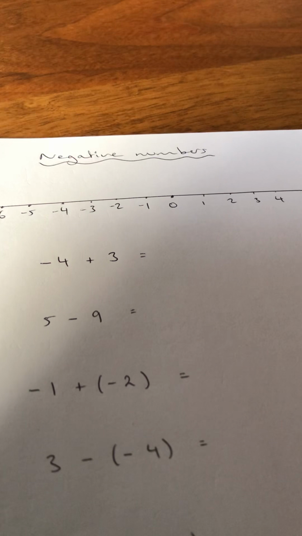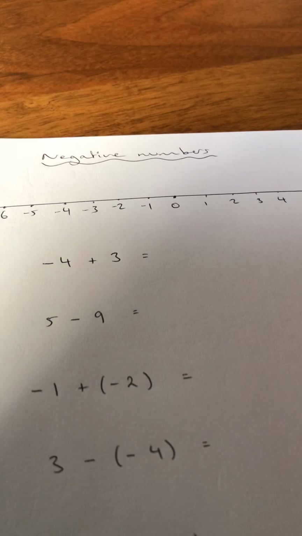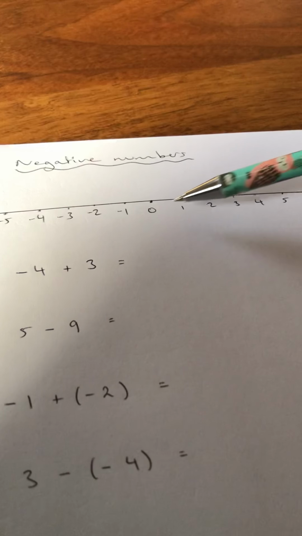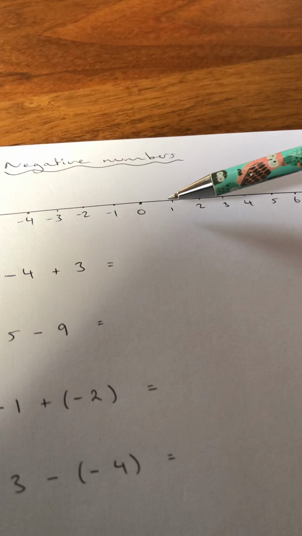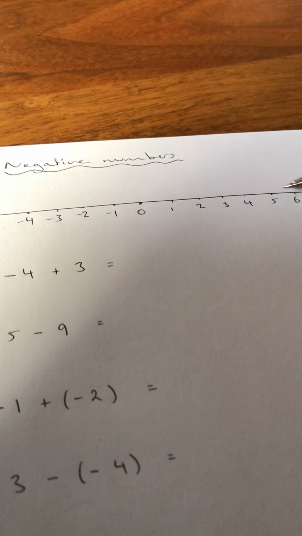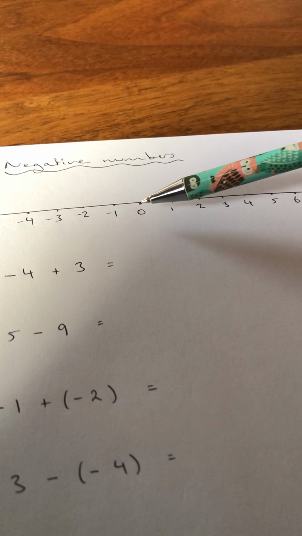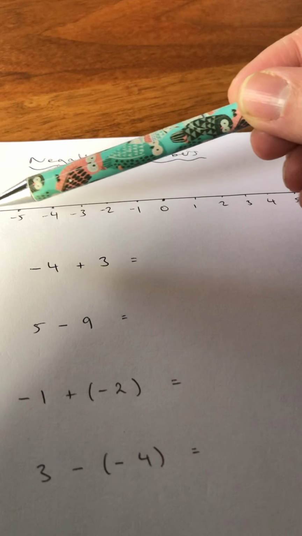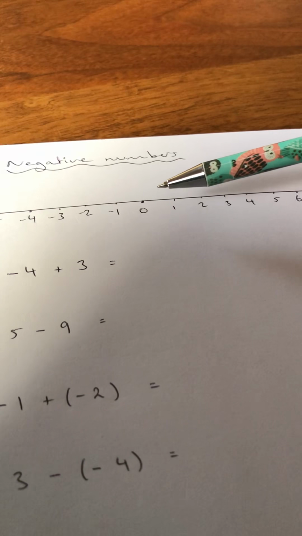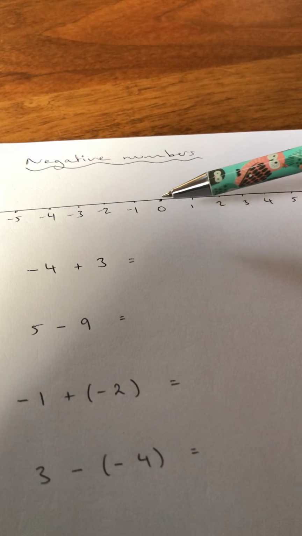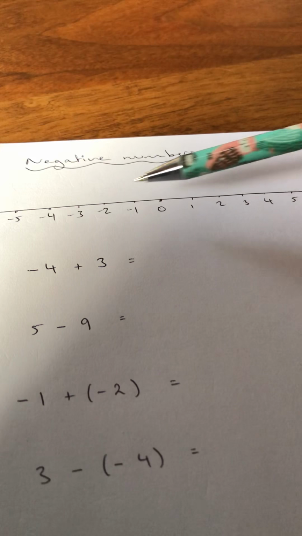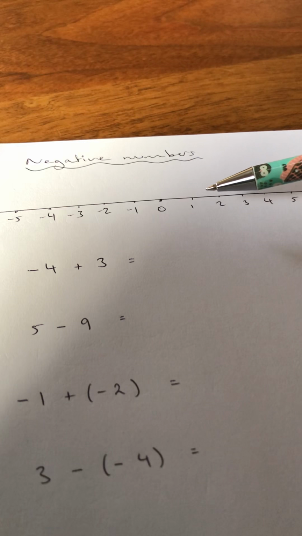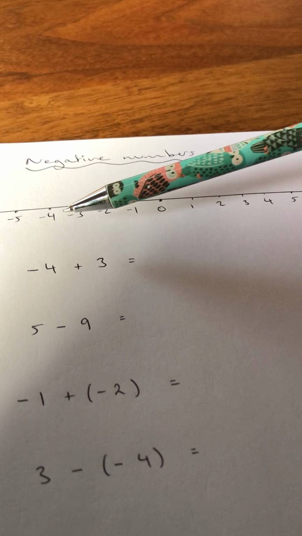Okay, this is a video to remind you about negative numbers. I always find it's helpful to think about a number line. So there's 0 in the middle, and then the positive numbers 1, 2, 3, 4 going off to the right, and the negative numbers -1, -2, -3, -4, -5, and so on going off to the left. Adding and subtracting is really moving up and down the number line. Moving up when you're adding, moving down when you're subtracting.